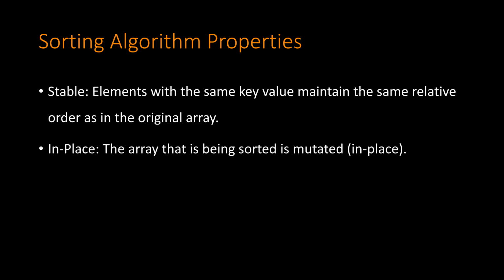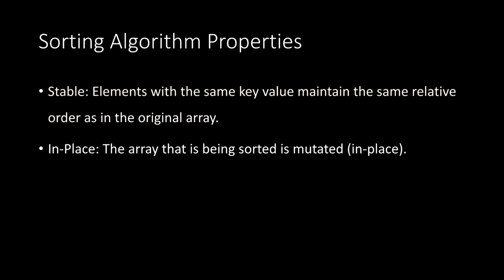So the first thing to understand is there are two main properties we're concerned with when we talk about sorting algorithms. First is if they're stable. Second is if they're in place. Now, a stable sorting algorithm means that elements with the same key value maintain the same relative order as in the original array.